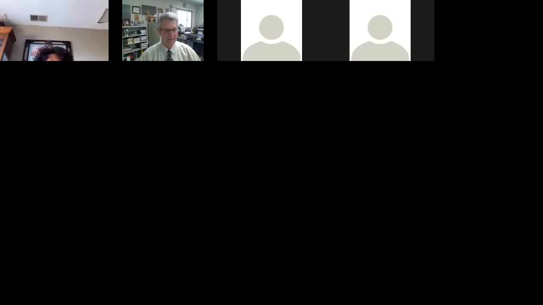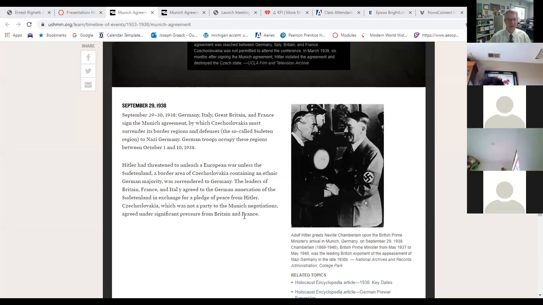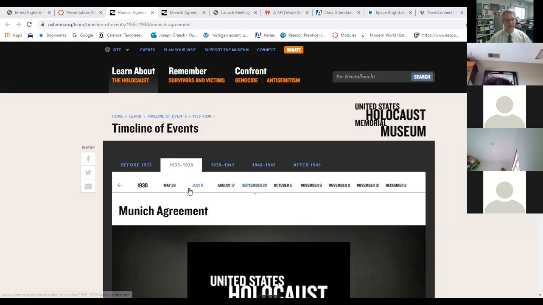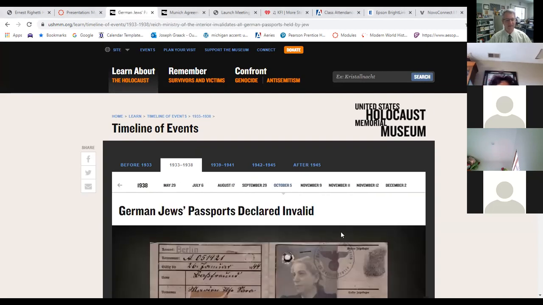Again, on the Munich Agreement, you can see this here, right? Hitler had threatened to unleash a European war unless the Sudetenland, a border area of Czechoslovakia containing a majority of German ethnic people, was surrendered back to Germany. So that was Hitler's argument. The leaders of Britain, France, Italy agreed to the German annexation of the Sudetenland in exchange for a pledge from Hitler that he would take no other lands. Czechoslovakia, right, was not part of the Munich negotiations, but agreed under the significant pressure from Britain and France, even though it was their land.